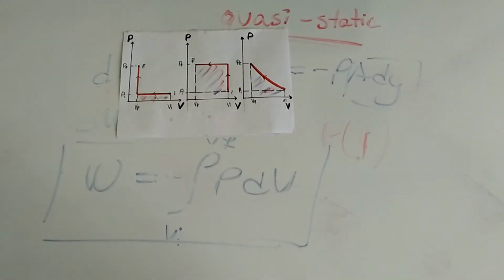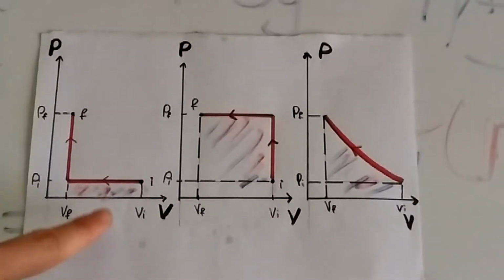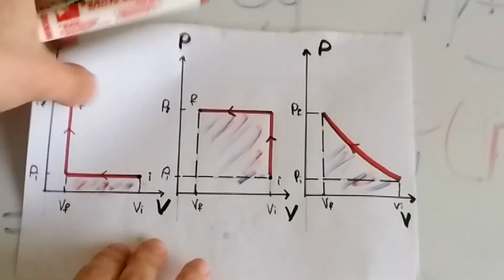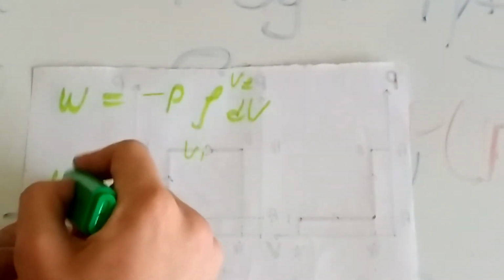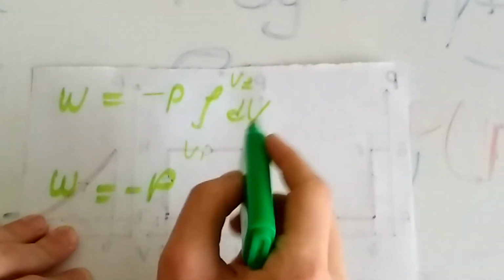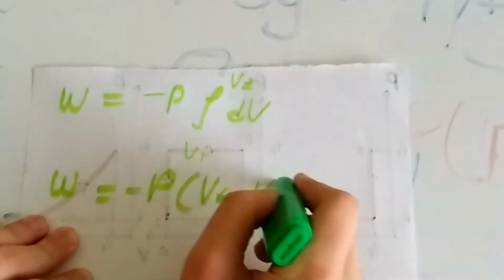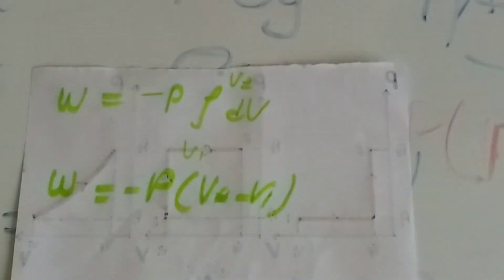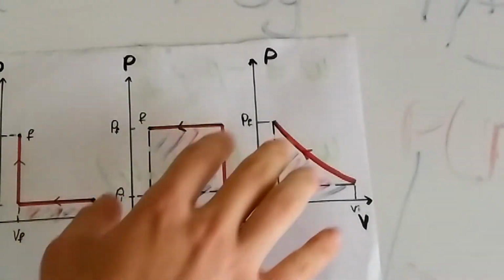Now in the first two cases this is pretty easy, since in the first case the pressure is constant and the pressure is equal to Pi. So if we take Pi in front of the integral sign, the work is going to be equal to minus P times the integral from Vi to Vf of dV, and now the work is going to be equal to minus P times, in brackets, Vf minus V initial. This is how we calculate the work in both of these cases.